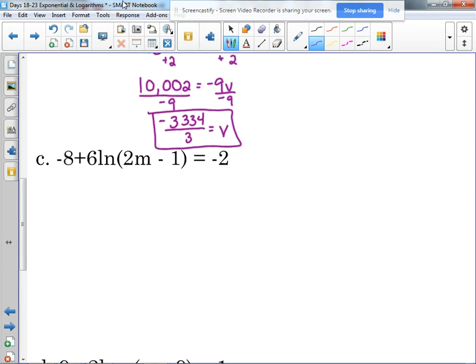Okay, let's look at one with a natural log. Okay, now, please, please, please be careful with this. It's very tempting to want to add that -8 plus 6, but remember that that 6 is being multiplied by the natural log. So it's almost like that's -8 plus 6x. You know you can't put those terms together. So don't try and put those together right there. Okay, we need to start by adding the 8 and then dividing by 6.